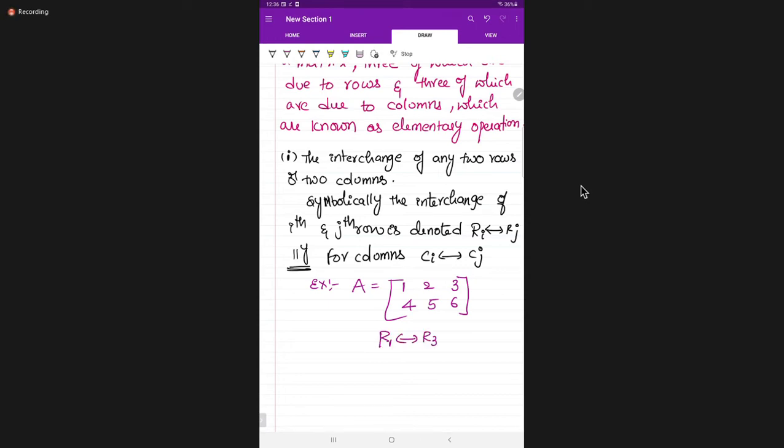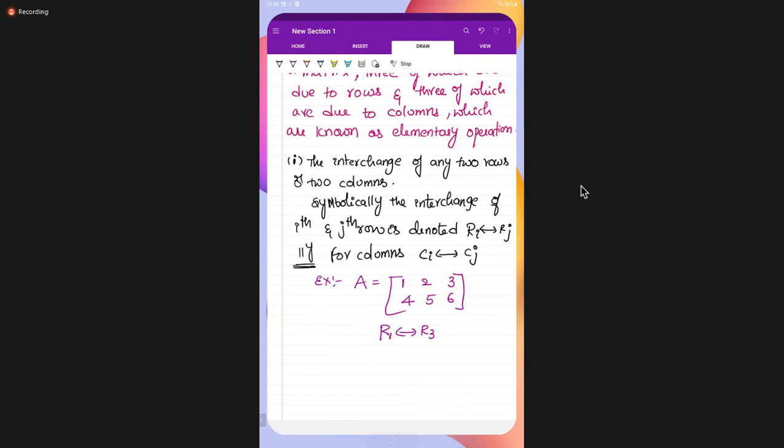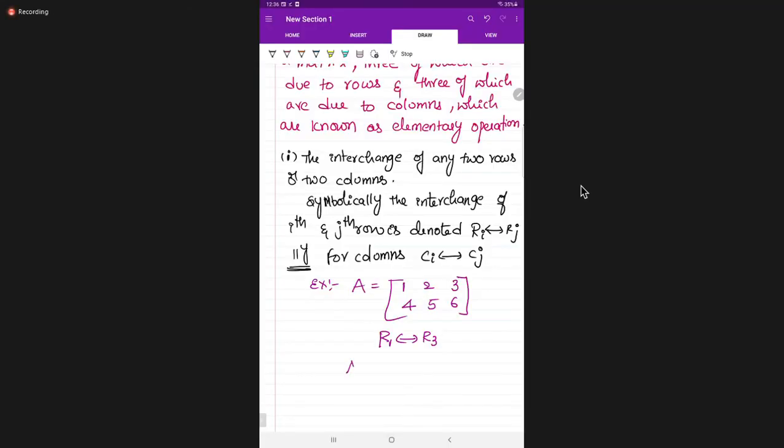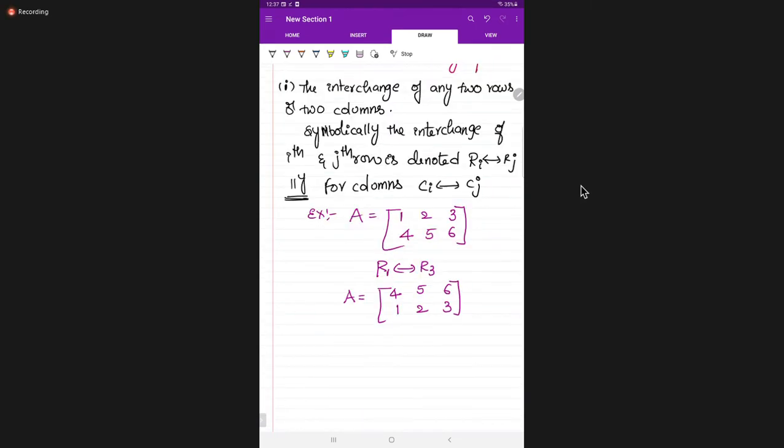What is the meaning of that? Interchange the elements: what is in the third row is written in the first row, and the first row elements go in the third row. Now tell me, what do you get here? 3, 2, 1, 6, 5, 4. Understood? Is it clear, all of you?